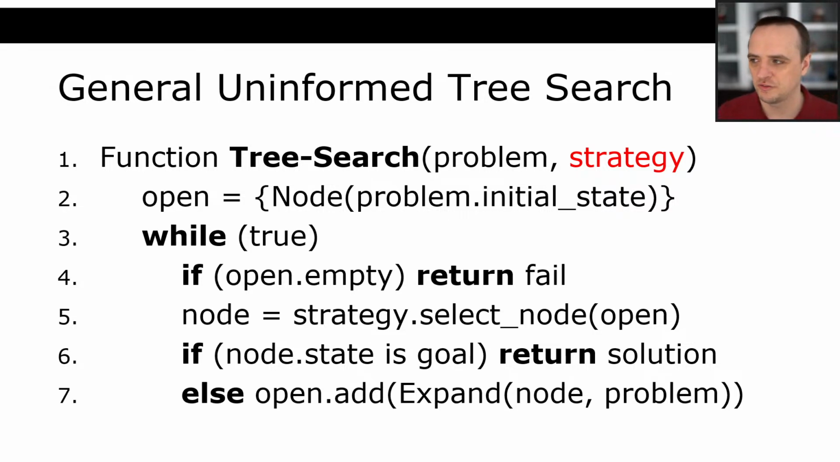So if we recall from 3200, our general uninformed tree search algorithm, we have a problem, which is the environment, and we have a strategy. This strategy is something like BFS, for example, or DFS. Again, this algorithm is very, very simple. We have an open list, which consists of a node containing the initial state. And then while true, if the open list ever gets empty, we return that we have failed, there is no path.